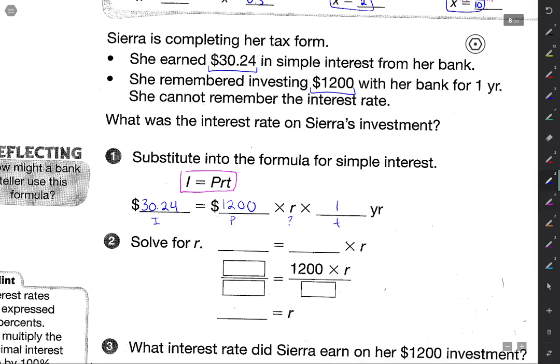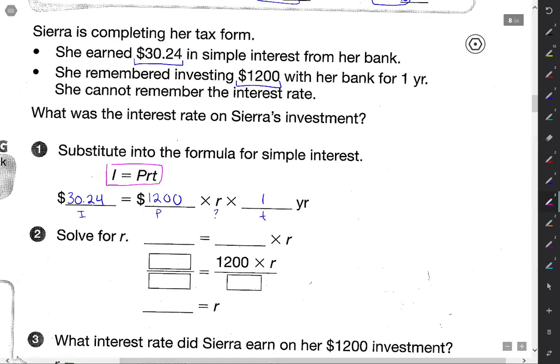So now our goal is to get R all by itself. So off to the side here, I'm just going to write this so it's a little easier to read. So we have 30.24 is equal to 1200 times R times 1. So all of these things are multiplied. I'm going to use that little dot for multiplication. Sorry, there should only be one dot over there.